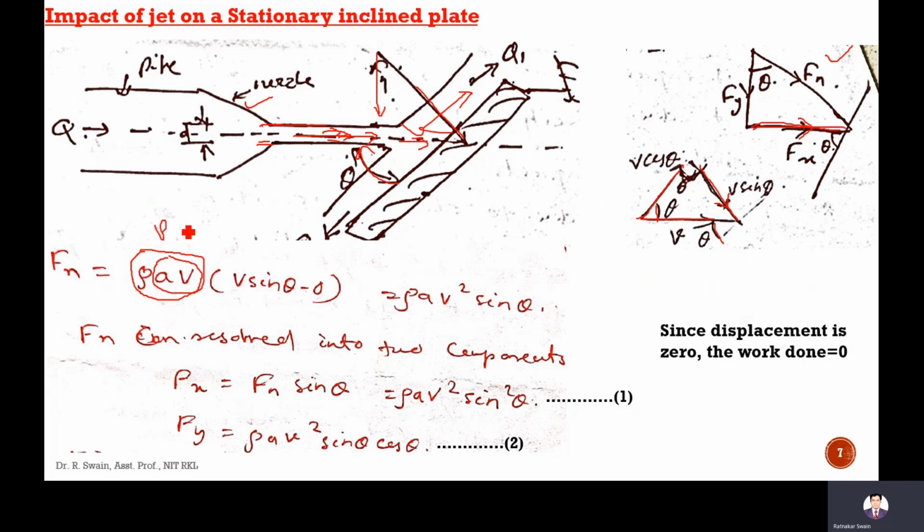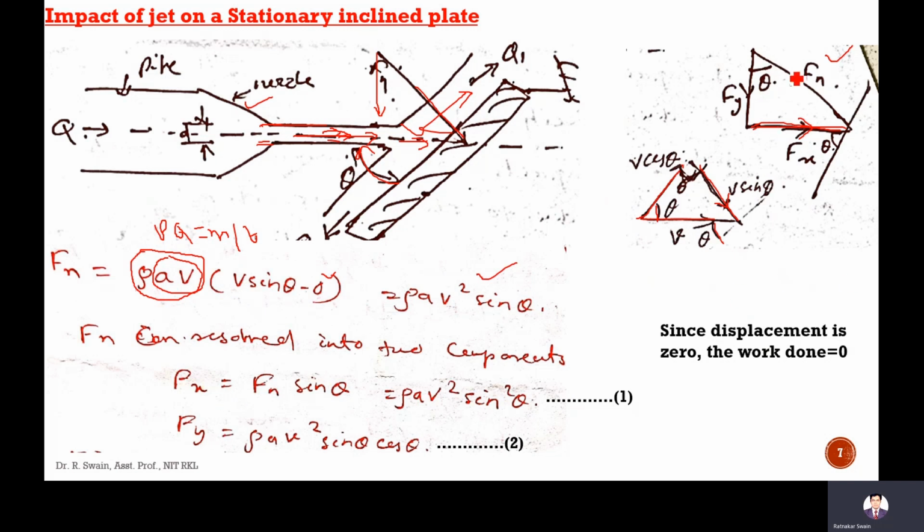If you multiply rho into Q, it will give you mass per unit time. Mass per unit time into velocity is the rate of change of momentum. The velocity change in the normal direction is v sin theta. Since it is a stationary plate, the final velocity is 0. So Fn will be rho a v square sin theta.